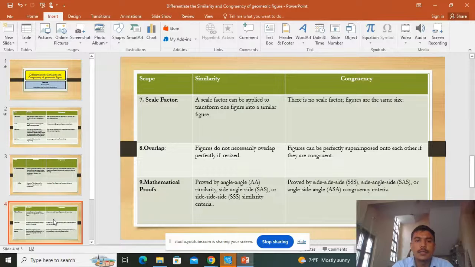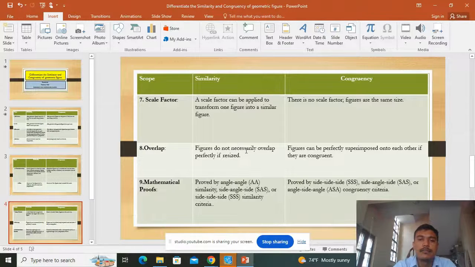Scalar factors. In similarity, a scalar factor can be applied to transform one figure into a similar figure. But in congruency, there are no scalar factors. Figures are the same size. After transformation, they coincide with each other. Overlap. Figures don't necessarily overlap perfectly if resized.